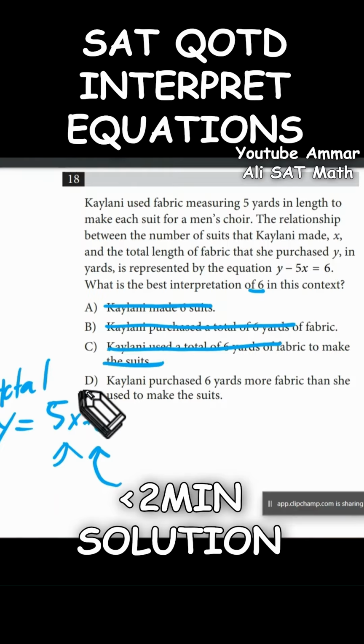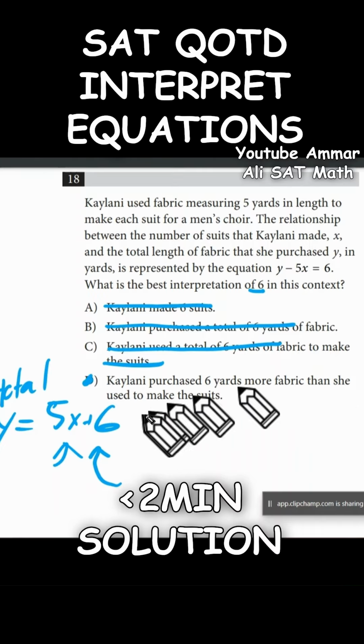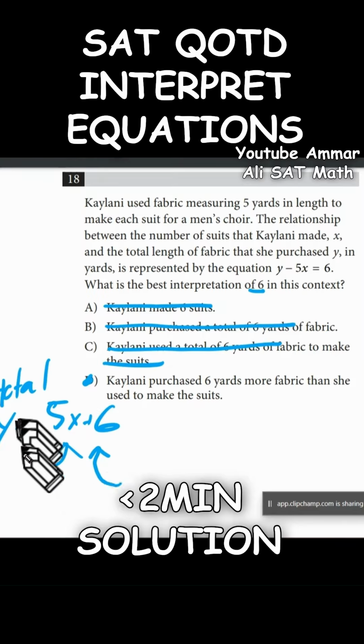So really the only one that makes sense is D, because she purchased 6 yards more than she used to make suits. Because if we look at this, it's kind of like the y-intercept, right? So she uses 5 yards per suit, because remember x is the number of suits, and then plus 6. So maybe she just started out with 6 extra yards of fabric. So that's the way to solve this one.